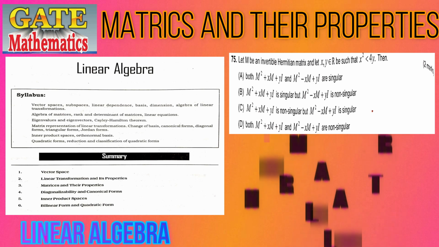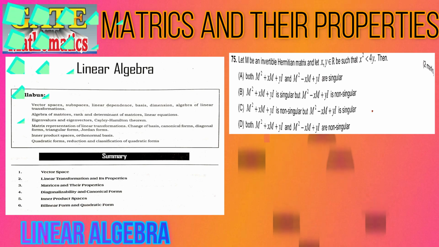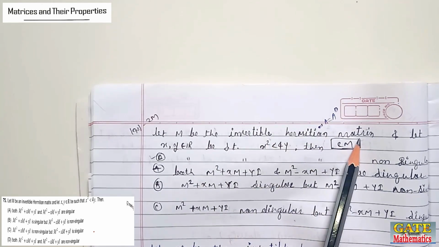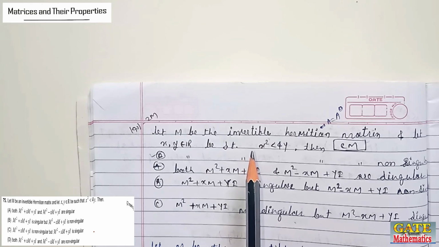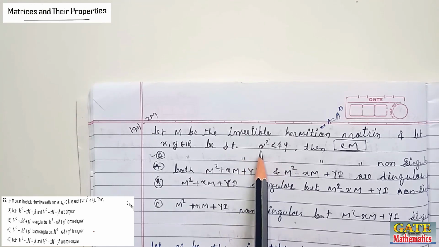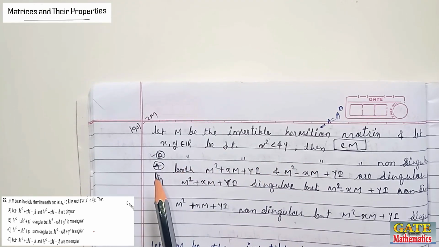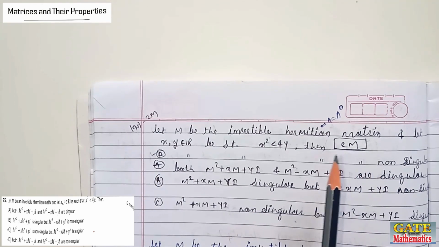So now let's get started with today's question. First of all, I'm going to explain the question, and then we'll go for a detailed understanding of the solution. In our question, we are given that M is an invertible Hermitian matrix, and let x, y belong to R be such that x square is strictly less than 4y. Then we want to know which one of the options is correct. This question is from the GATE exam, a 2 marks question.